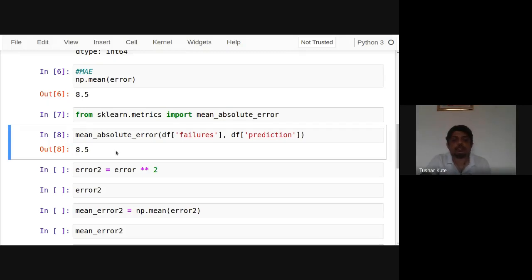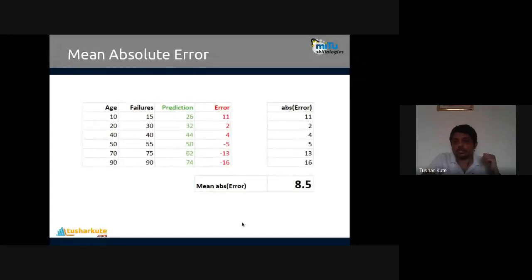8.5, 8.5. So the method is the same. Either I can perform the operation from scratch, or you can perform it with the help of the internal function. Both of these are the same, and we can use either. This is the first method, the mean absolute error, used to perform regression analysis. Okay, so how is it calculated?